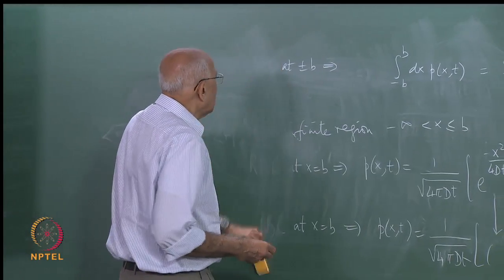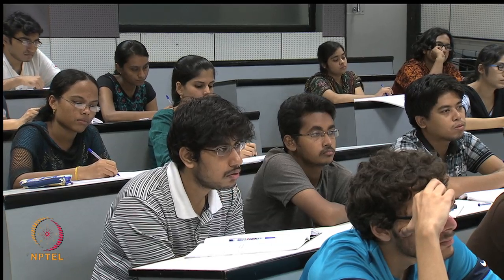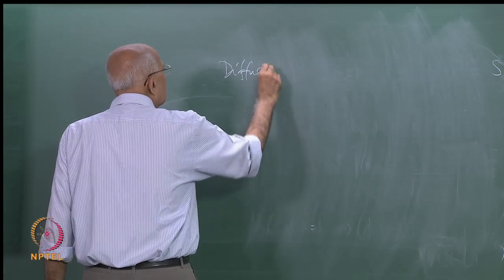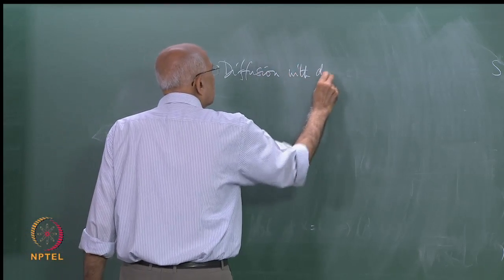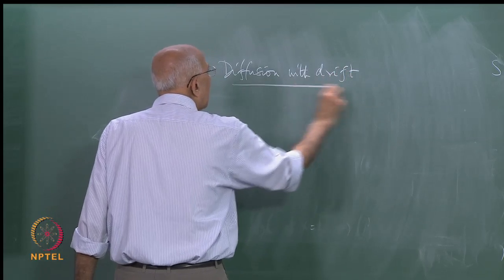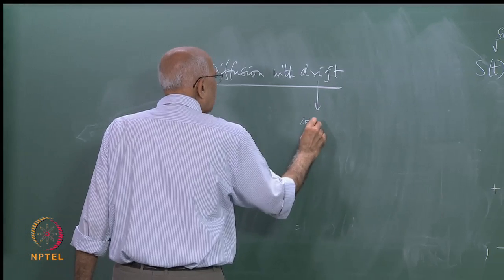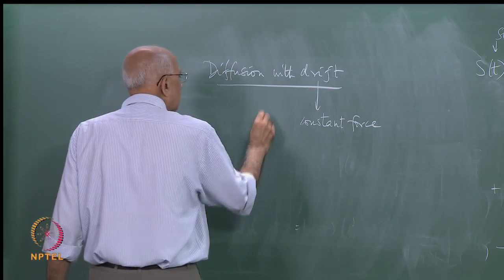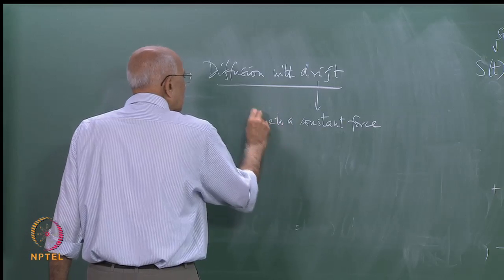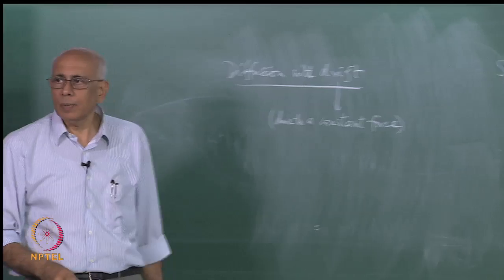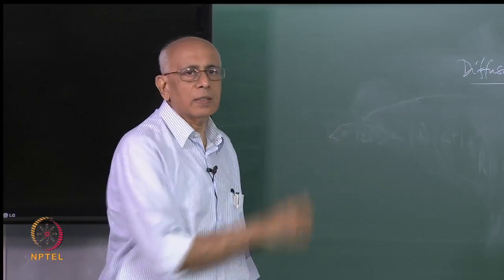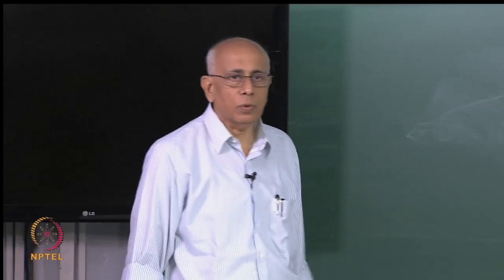And to get to that equation, this is the problem of diffusion with drift. So let us call it that, diffusion with drift, and the drift I have in mind is caused by a uniform, constant force. There are more complicated situations where the force itself will depend on the position of the particle, but let us look at the simplest case where you have a constant force acting.